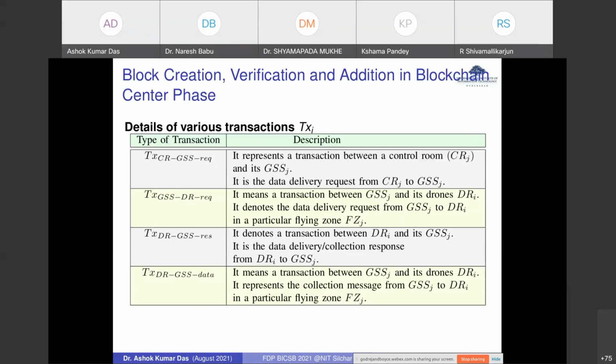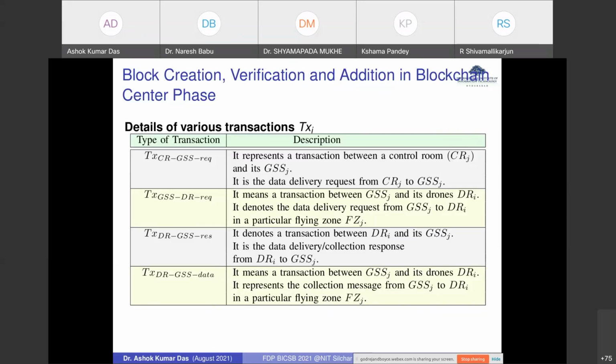And apart from that, say for example, there is an agricultural field or transportation systems or surveillance purpose, drones will, with the help of the camera, take several pictures or photographs, and those data or transactions will also be securely sent to the GSS. So this type of transaction is named TX GSS data, where it represents the transactions between GSS and drones, and it is a collection message from the drone to GSS in a particular flying zone. This is the data collection message.